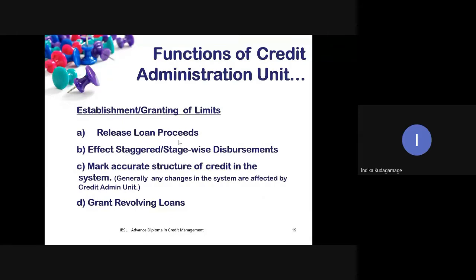Establishing and granting of limits, like the release of the loan process, that is disbursements. Then stage-wise disbursement, like if we want to disburse in several stages with the project progress. So credit admin is the one doing it, that is the control. We have taken that control from the branch or the front line and given it to credit admin. So they will maintain the disbursement schedule.